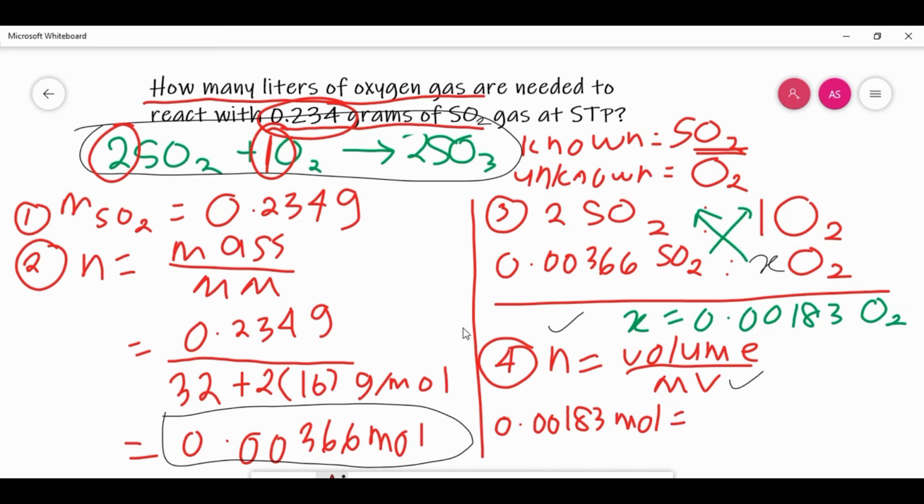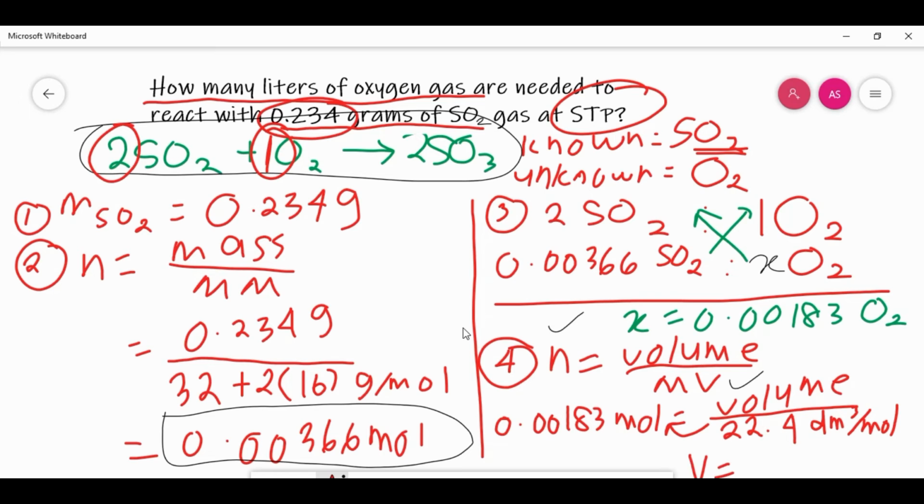Then, volume kita nak cari. Molar volume kita adalah ni, STP. STP ingat berapa? 22.4 dm³ per mole. So, bila you bawa sini, dari bawah naik ke atas, dia akan jadi darab. So, your volume will be 0.0409 dm³. So, this is the final answer. Faham?